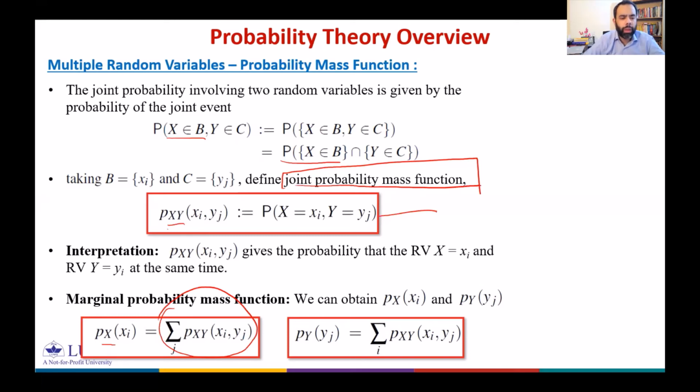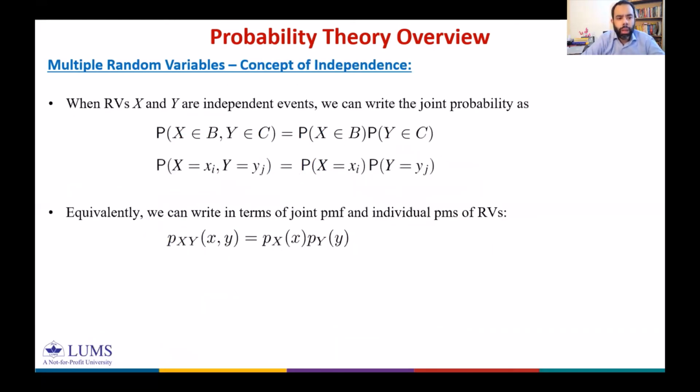So assume now you know the concept of joint probability. Let's connect the concept of joint probability with the concept of independence. When the two random variables are independent, we can write the joint probability as a product of individual probabilities. We have seen this earlier, right? This follows from the notion of independence.